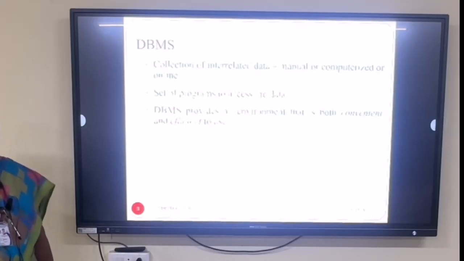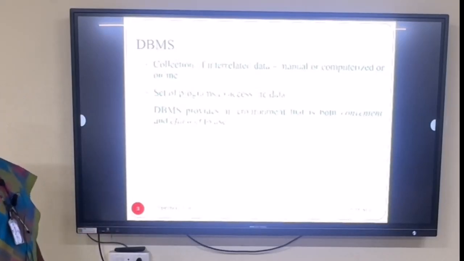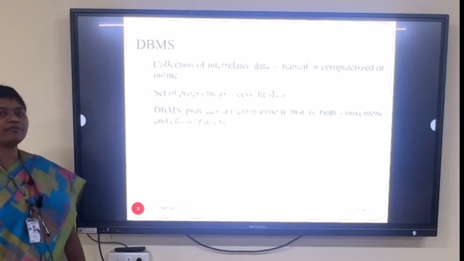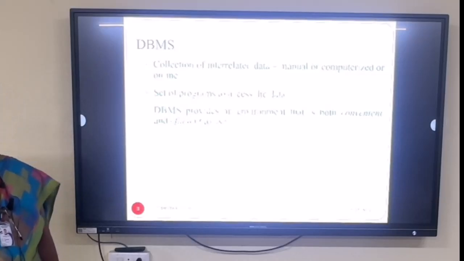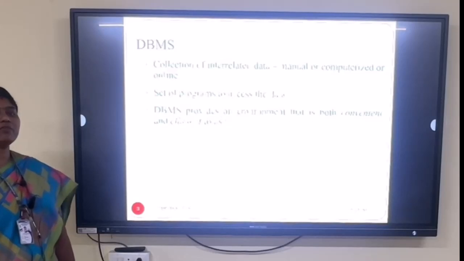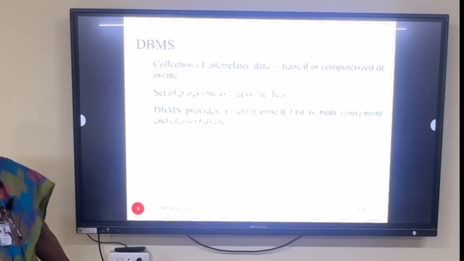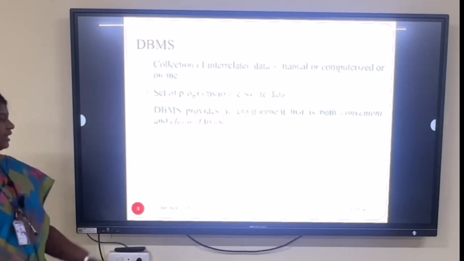That programming is said to be structured query language. DBMS provides an environment that is both convenient and efficient to use. So before DBMS, it was not easy to convey or store the information in an efficient way. But after DBMS has arisen, it is easy for the customer or user to store the data efficiently.